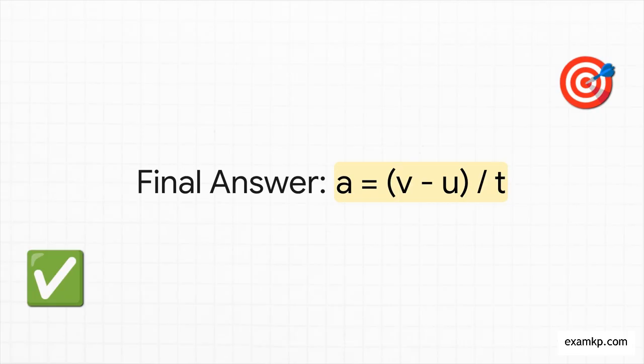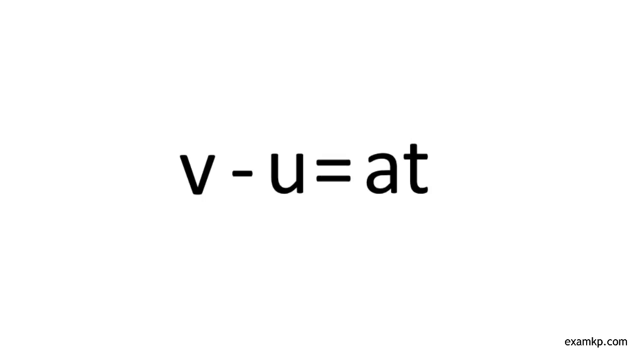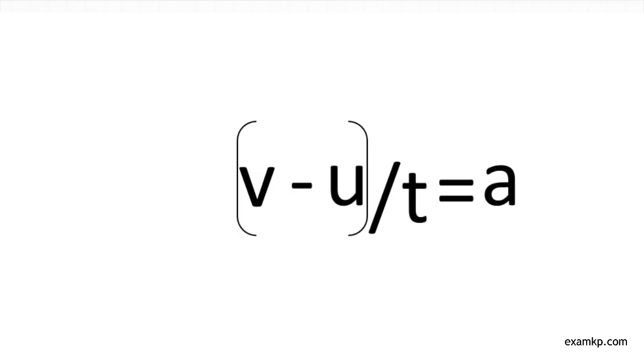And boom, there's our final answer. A equals V minus U, all over T. So how do we get here? It was just two simple steps. First, we undid the addition by subtracting U from both sides. Then, we undid the multiplication by dividing both sides by T, simple, clean, and we're done.